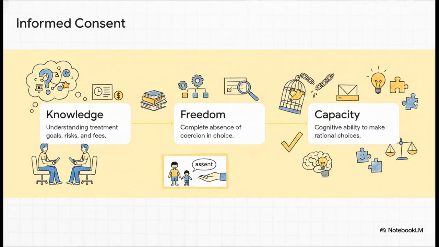First up is knowledge. You need to teach the client about the goals and the risks. Second is freedom, meaning zero coercion, it's got to be completely voluntary. And third is capacity. Do they have the cognitive ability to actually choose?